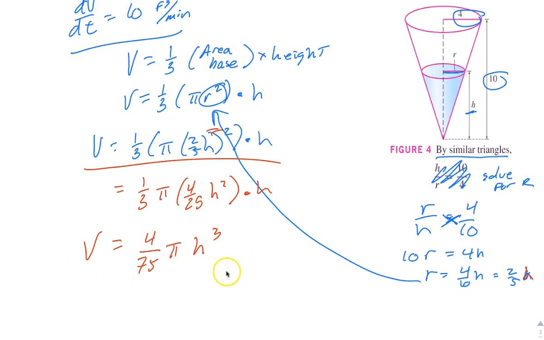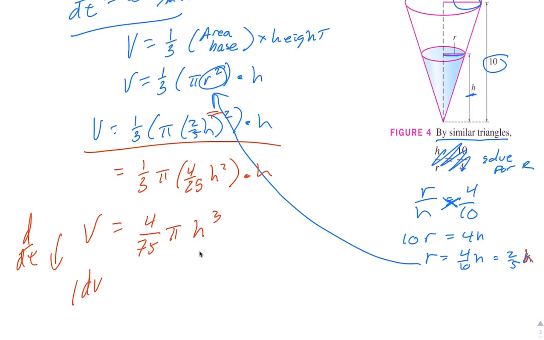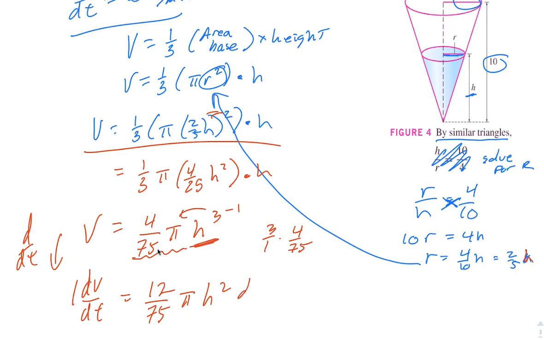Once I have my equation, let's take the derivative with respect to t of both sides. And I'm going to get 1 dv dt. This is all just a coefficient, right? That's just like having 25h cubed, just bring the 3 down. So that's not going anywhere. Bring this 3 down, subtract 1 off. I'm going to get h squared. And when you bring it down, it's 3 over 1 times 4 over 75. So it's going to be 12 over 75 pi h squared dh dt.